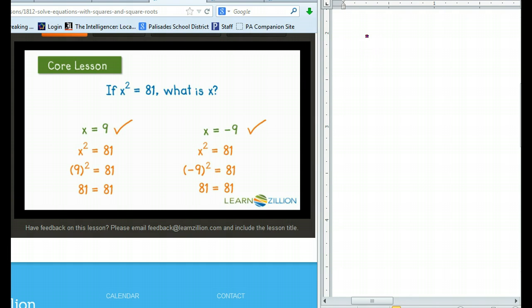What you're going to find is that a lot of times in mathematics, according to what level you're working with, x squared equals 81 will work out to have two answers. X is equal to plus or minus 9.